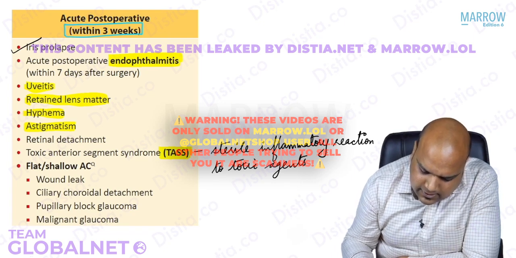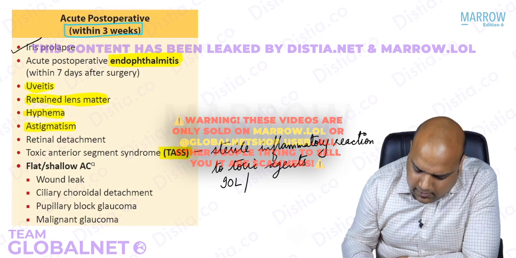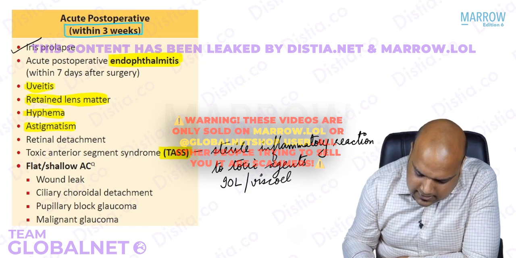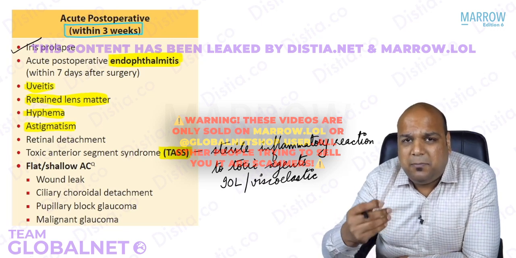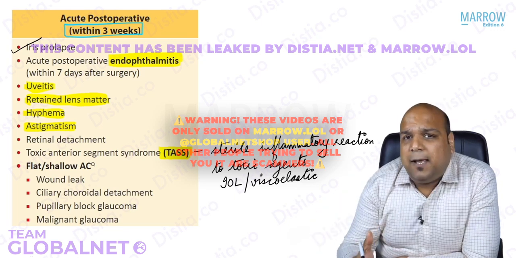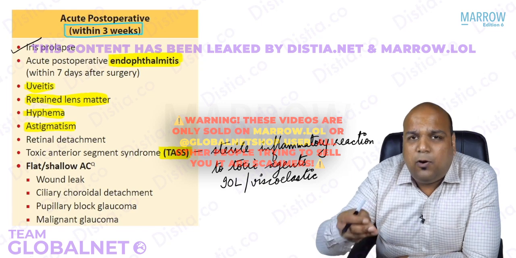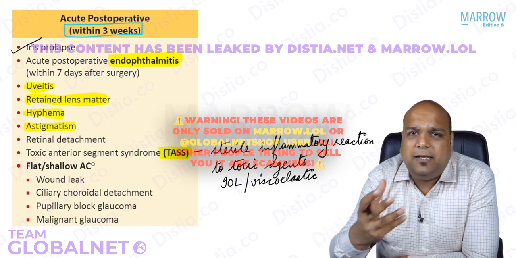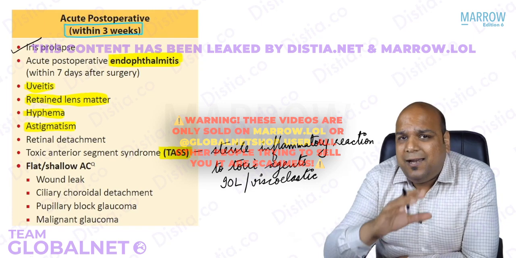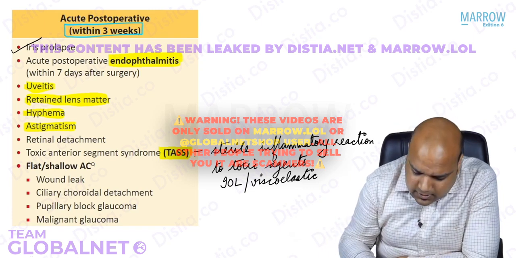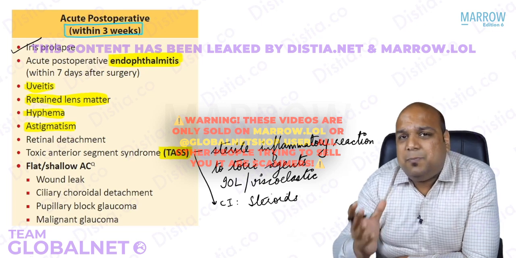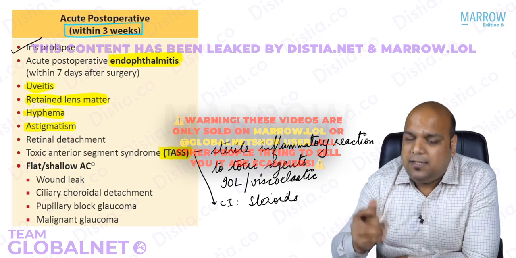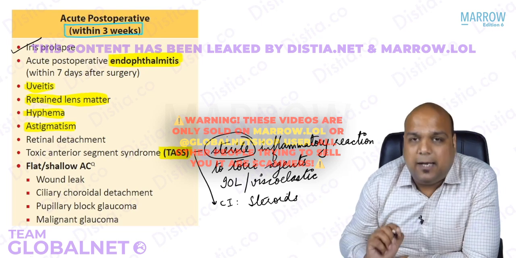What can be a toxic agent? Something on the IOL, something in the viscoelastic. Okay. So if the manufacturing process is not very good, if there is some kind of contamination, the powder on your gloves goes inside, something like that, but it is sterile, everybody. And it is easily treated with corticosteroids. As soon as you give corticosteroids, everybody, the inflammation will be resolved. That is basically the difference between endophthalmitis and TAS. The main word is sterile.